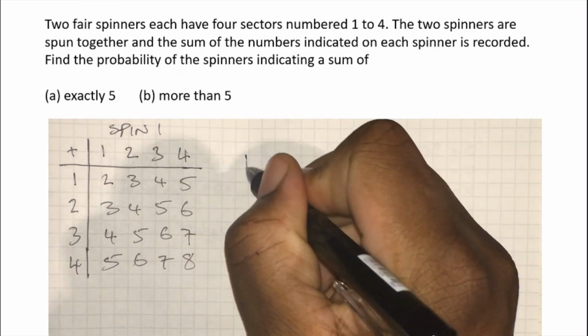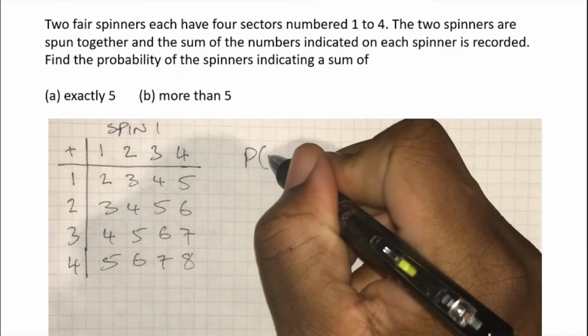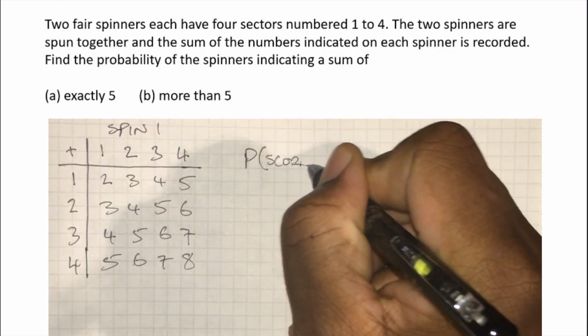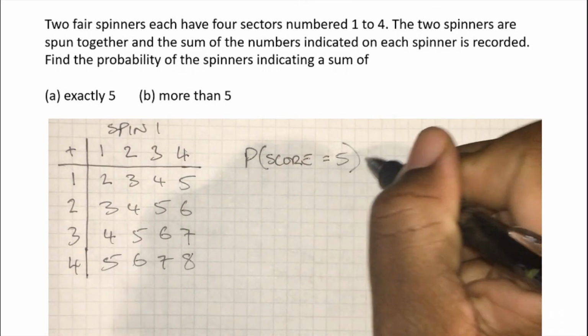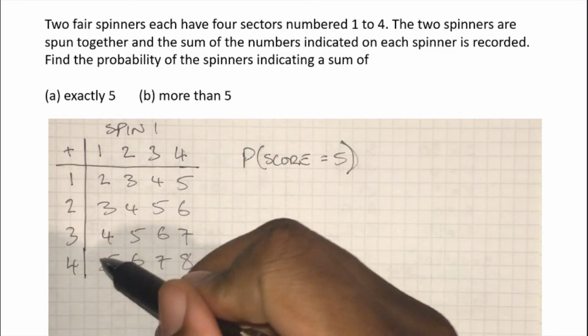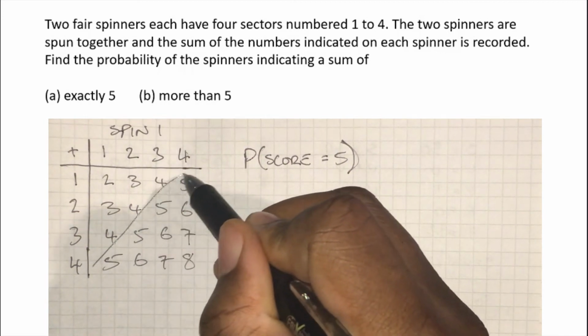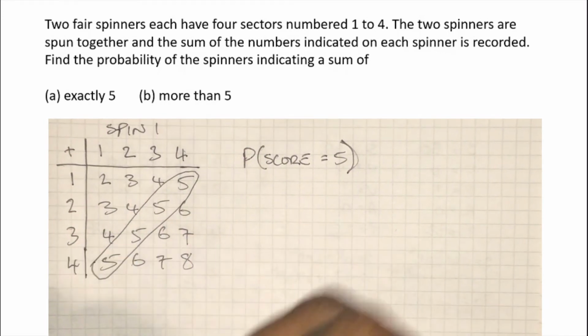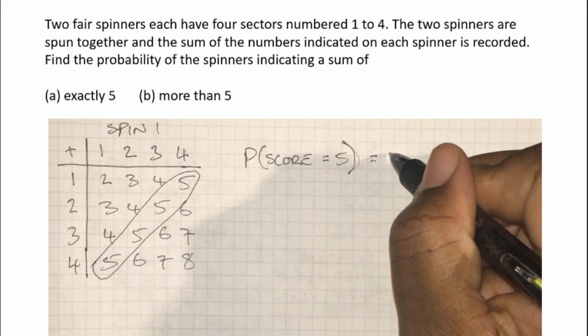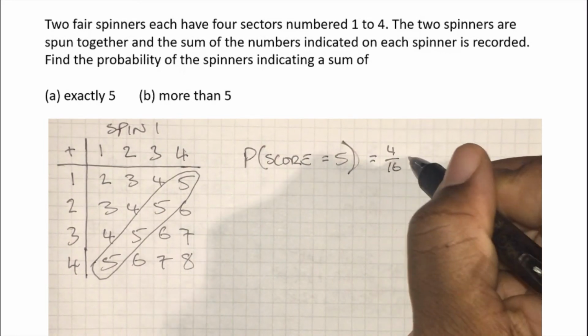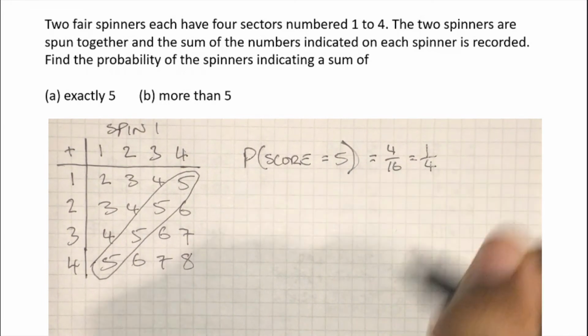So we're going to be able to use those to calculate the probability of these events. The probability that I get a score of exactly 5, and that would be these outcomes from all the possible outcomes. There's 4 of them out of a possible 16. The probability of getting a score of exactly 5 is going to be 4 over 16.